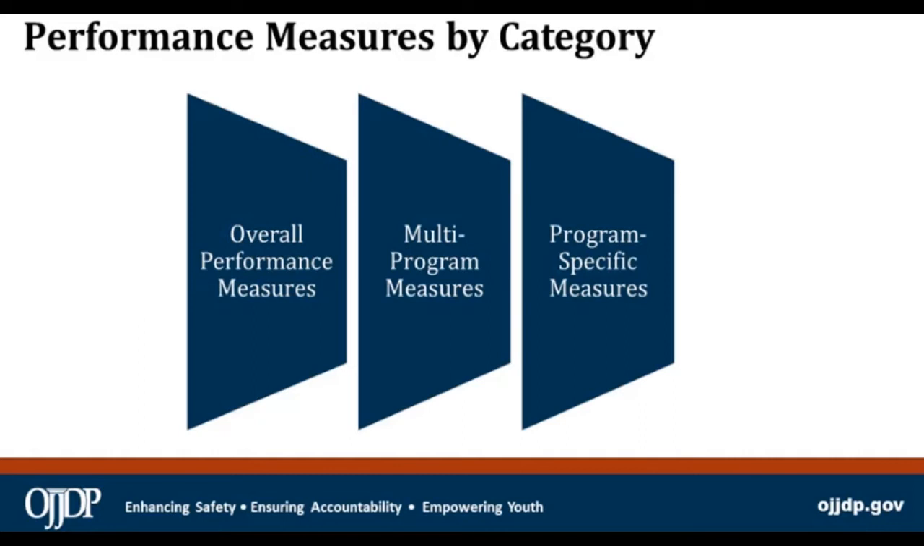Program-specific measures collect data that align with a specific population, funded activity, or desired result. These measures help reflect the unique outputs and outcomes for each specific program and distinguishes them from other programs. Program-specific measures also help track the progress of individual programs over time.